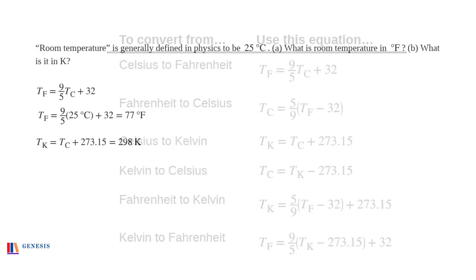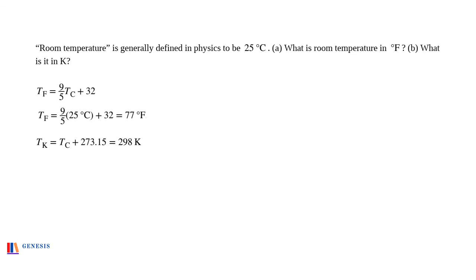Let us take an example where we express the room temperature in degrees Fahrenheit and in Kelvin. Room temperature is generally defined in physics to be 25 degrees C. What is the room temperature in degrees Fahrenheit and what is it in Kelvin? To convert from degree C to degree F, use the equation TF is equal to 9/5 TC plus 32. Substitute the known values and we get the answer as 77 degrees Fahrenheit. Similarly, to convert from degree C to Kelvin, use the equation TK is equal to TC plus 273.15 to get an answer of roughly 298 Kelvin.